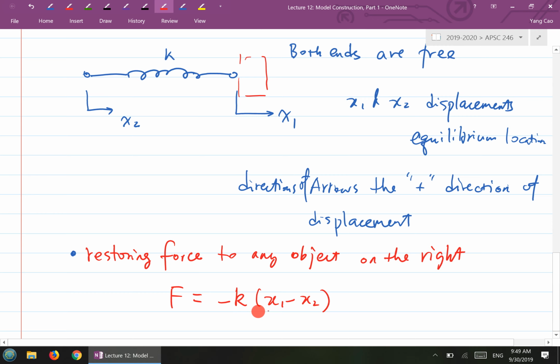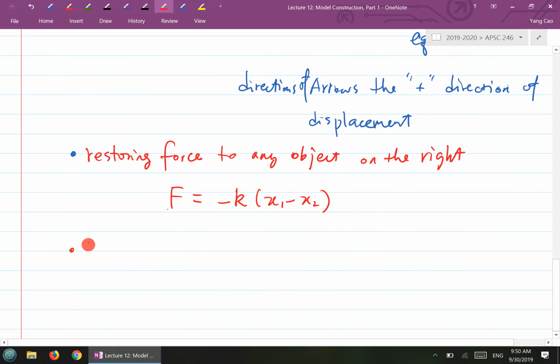You see the meaning here, right? This term represents the net change, and this negative sign represents that the force is in the opposite direction of the displacement. That's what we call the governing equation for this end. Similarly, let's see what the restoring force will be to any object, or basically a mass, on the left.